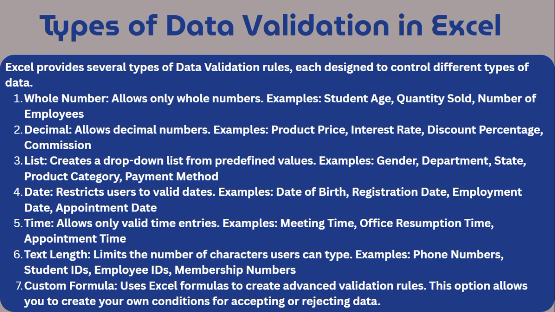Types of data validation in Excel. Excel provides several types of data validation rules, each designed to control different types of data. One is whole number, another is decimal, another is list, another is date, another is time, another is text length, and another is custom formula.